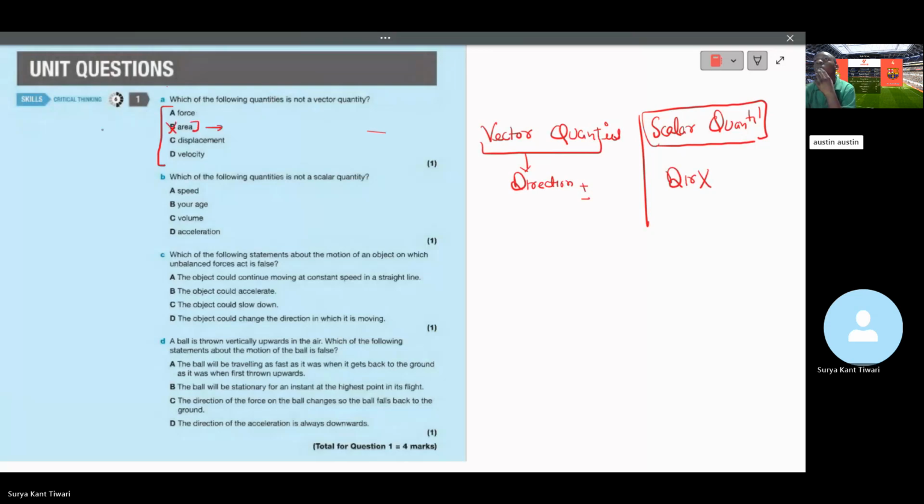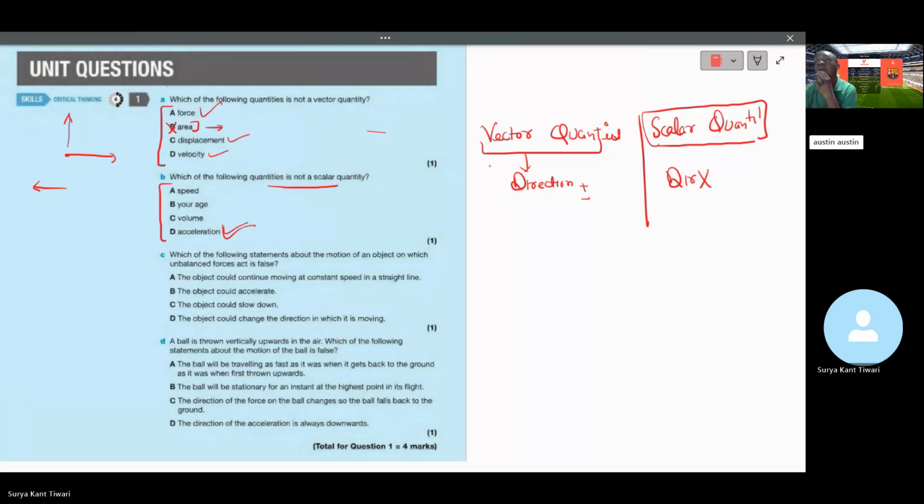See, force is directional because force is either in this direction or in this direction. Force requires direction. Displacement requires direction. Velocity requires direction. Which of the following is not a scalar quantity? Which one is a vector? Acceleration is a vector quantity.